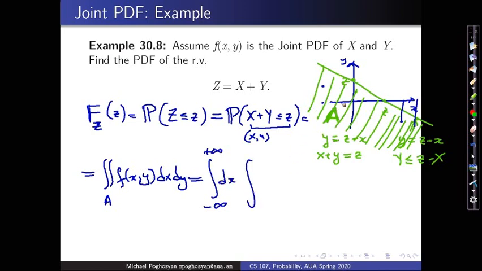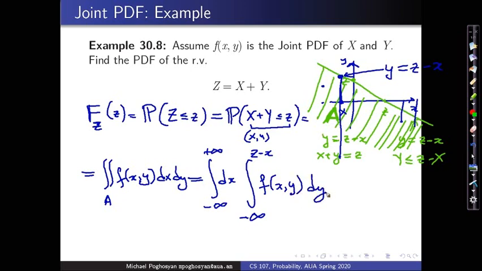And for each x, if I am fixing x, then y is running inside my A from minus infinity to this point. And this point is, well, y was z minus x. So y is changing from minus infinity to z minus x, and here I'm integrating f of x,y dy. Okay, I'm obtaining this. Well, I do not have f to integrate to calculate this value.